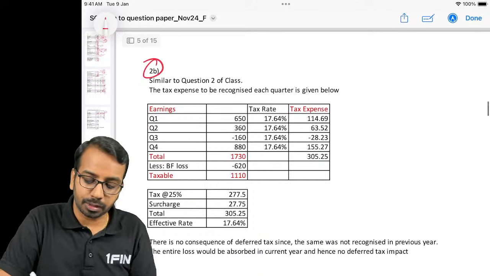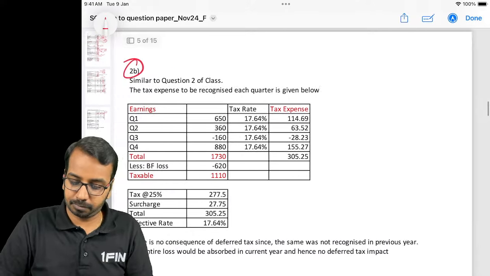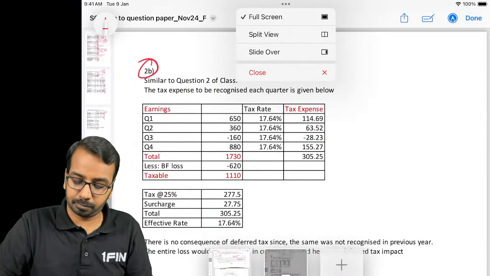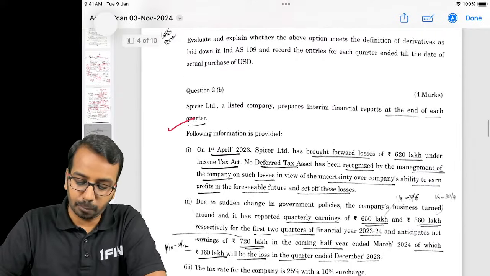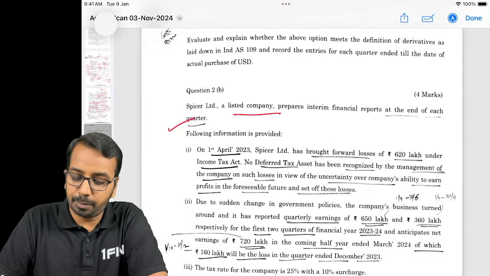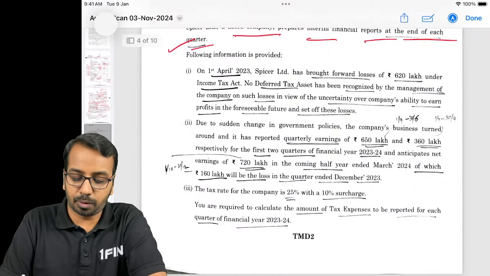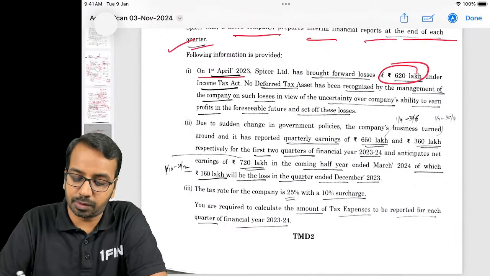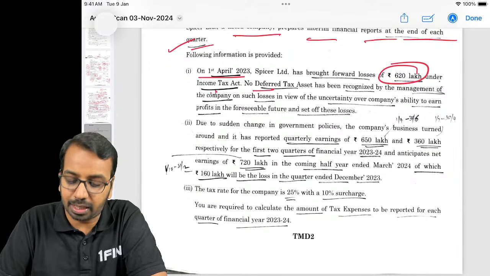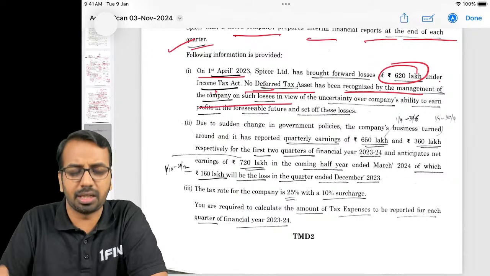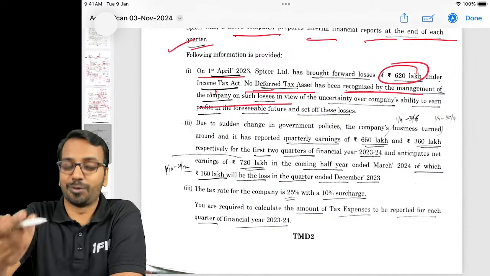Then question number 2B. Spicy Limited is a listed company, prepares interim financial reports at the end of each quarter. The following information is provided. On 1st of April, they had a brought forward loss of 620. Under the Income Tax Act, no DTA has been recognized because they didn't see profit in the foreseeable future.